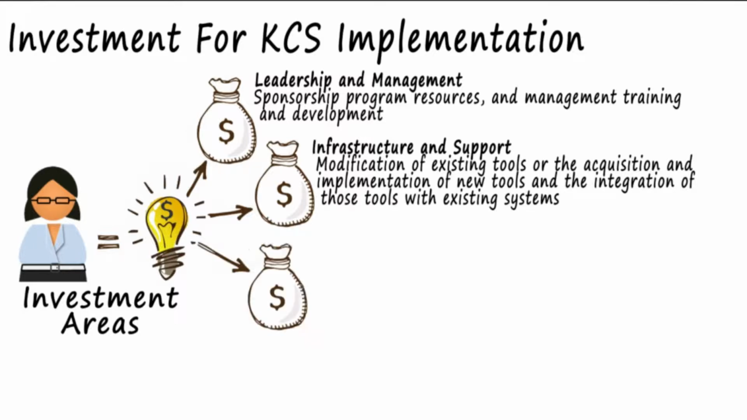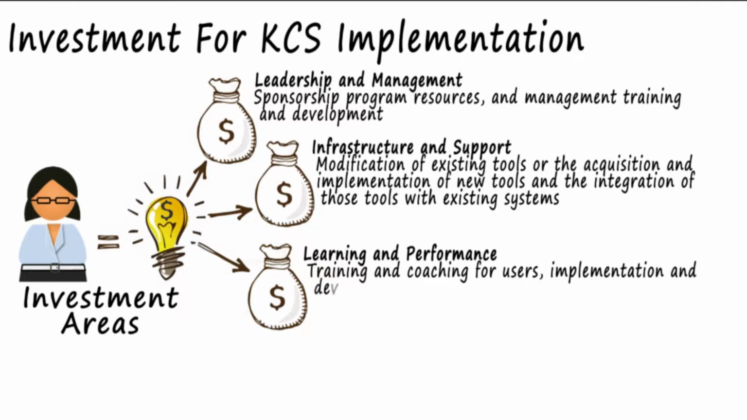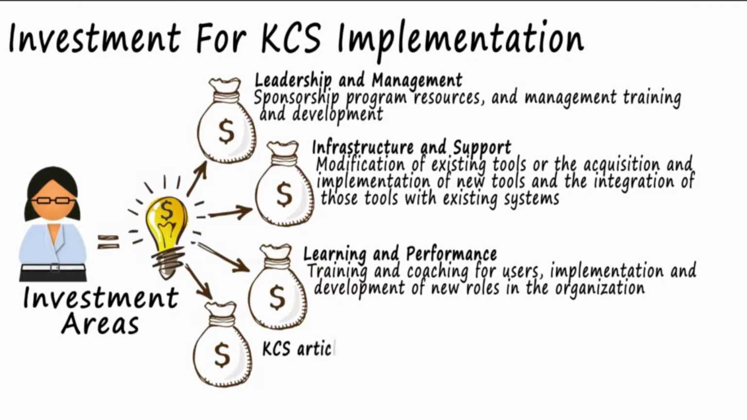Number 3, learning and performance, training and coaching for users and the implementation and development of new roles within the organisation. Number 4, KCS article management, the processes and resources for content evolution.